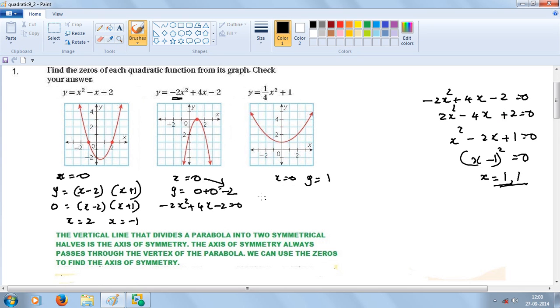Why is there no solution? So if y is 0, then 1/4 x squared plus 1 should be equal to 0. x squared is a positive value. Even if it is minus, if it is squared, it becomes positive. Plus 1 is not equal to 0. Therefore, no solution.